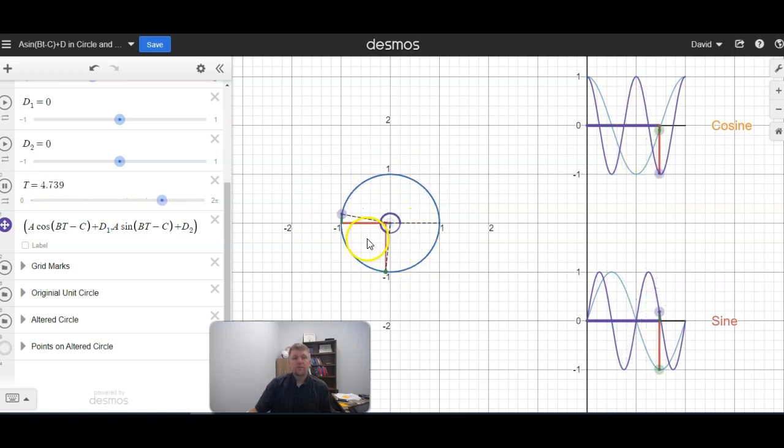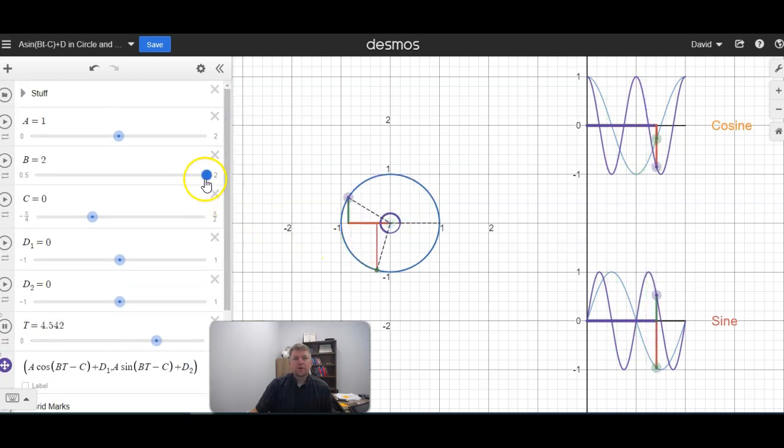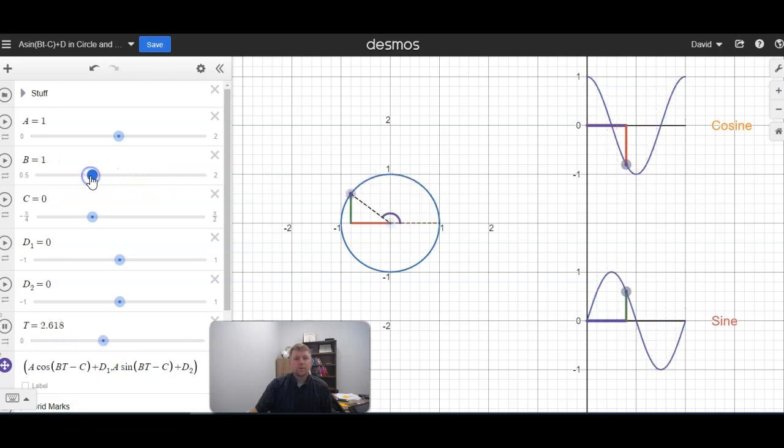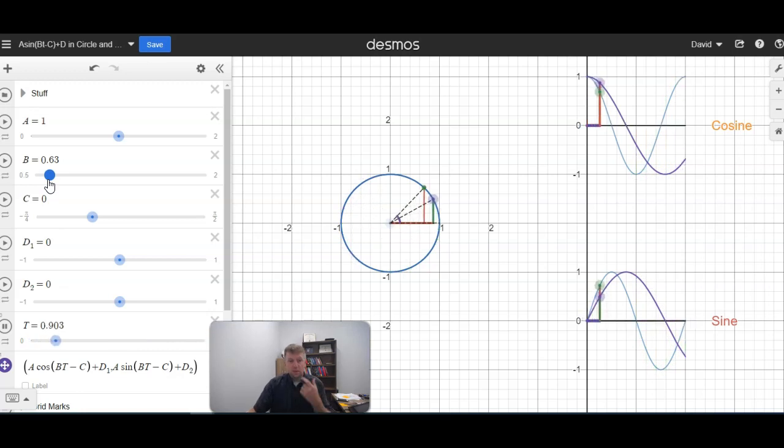So the value of b is kind of like the speed that we're rotating through the circle. Right now we've got b as 2, so we're going double the speed that we're going through on the original circle. If I slow this down, you can see that that purple dot slows down and the orange dot is catching up with it. When it's 1, they're going the exact same speed. And then if I go below 1, you can see now the purple dot is moving slower than the green dot. So again, b is just affecting what we call the period, how long it takes us to get through one revolution around the unit circle.